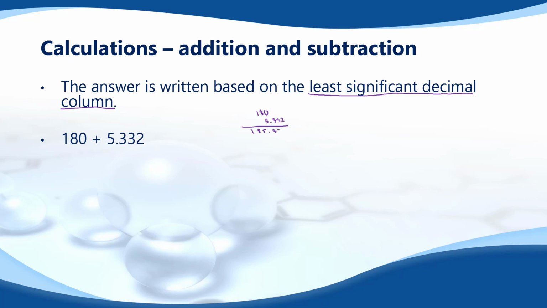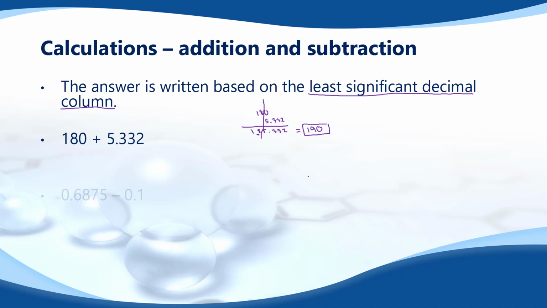Now we'll look. The 5.332 goes out to the thousandths column. The 180, though, only goes out to the tens column. So that means that the last sig fig in my answer has to be in the tens column. So I get to keep the 1, I get to keep the 8, and then the 5 is going to tell me what to do. That tells me to round up. So 185 becomes 190 without a decimal point. Right? No decimal point because we can't have that 0 count.